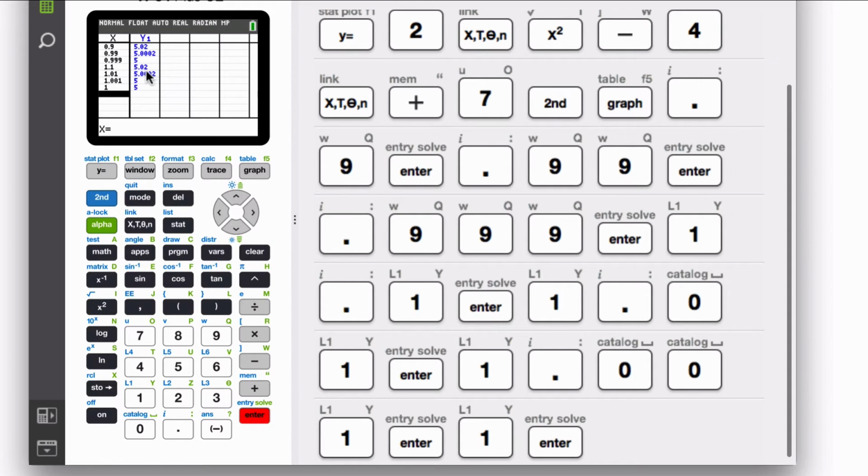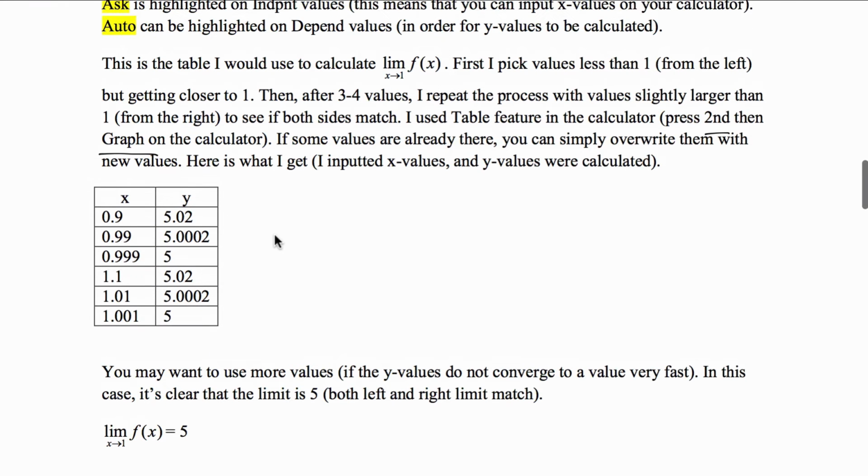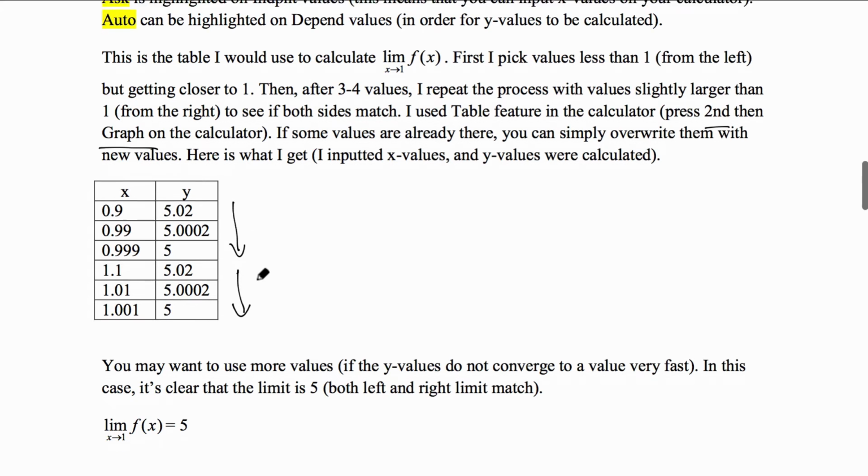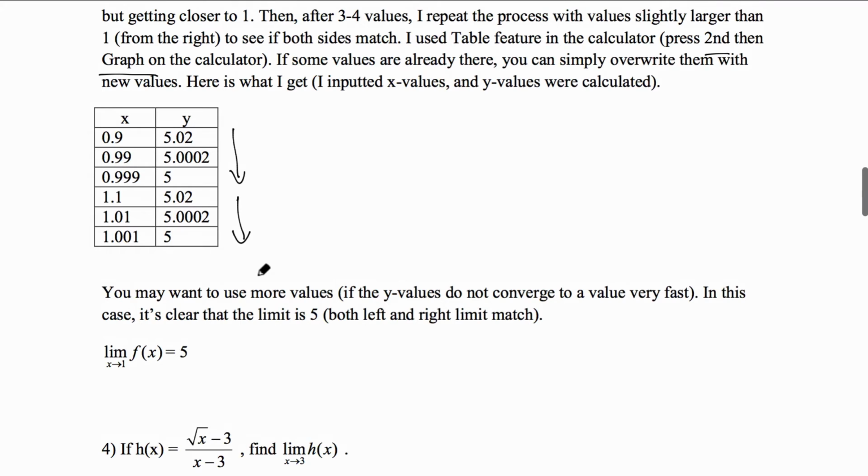So notice how both sides approach 5. So what is our limit? It's 5, because both sides match. Again, you want to see a pattern, and you want them both approaching the same value. Kind of like from here and then from here. Okay? Let's try it with this one.